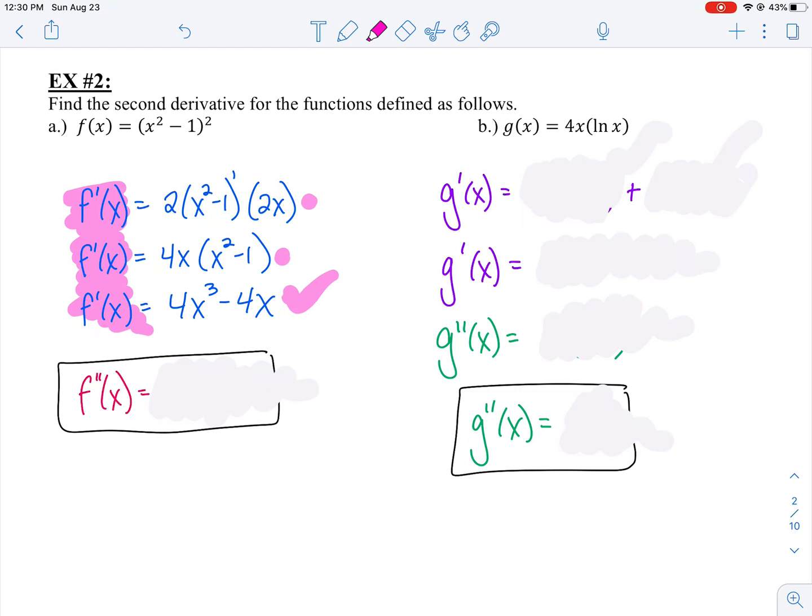Now let's find the derivative of my first derivative. You should end up getting 12x squared minus 4. All right, let's look at b.